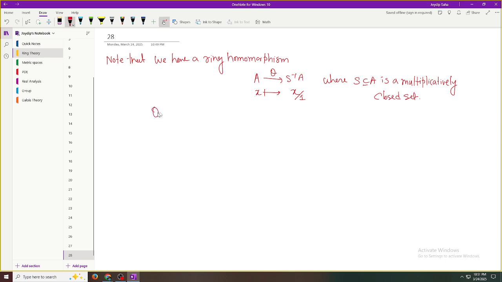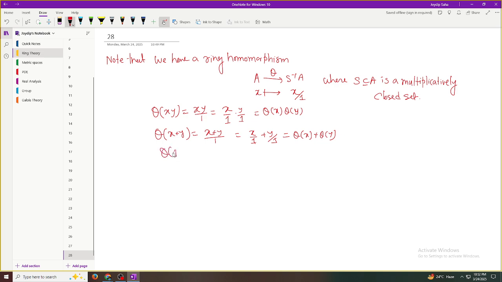because theta of xy is xy by 1, you can write x by 1 times y by 1, theta x plus y by 1, you can write x by 1 plus y by 1. Theta 1.